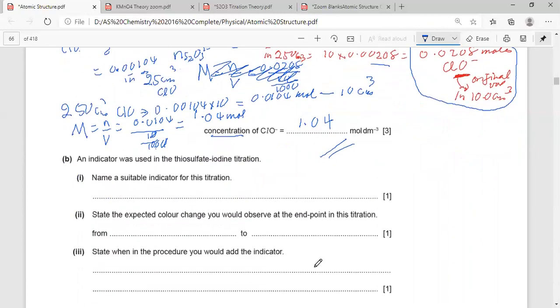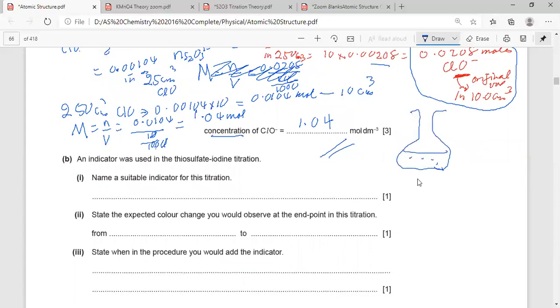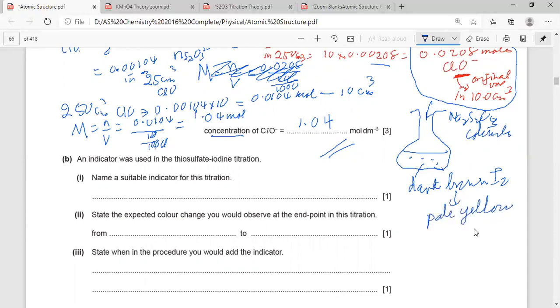Now for the last one. Of course, the indicator you use is starch. Because at the end point, actually sometimes you don't need starch. Iodine is dark brown, at first very thick. So you titrate with thiosulphate. Thiosulphate is colorless. So you go from dark brown to faint pale yellow. We call it lemon yellow or like urine. And as it reacts, the iodine becomes less and less.